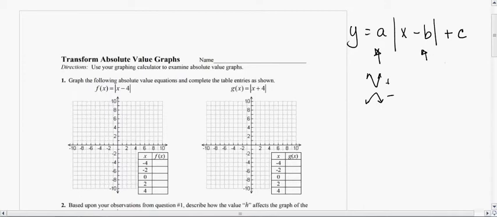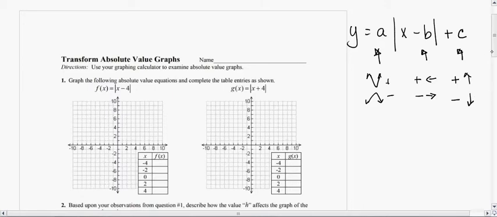The number inside the absolute value bar, the number we're adding or subtracting, the B, will tell us whether we're moving left or right. If it's positive, we're going to move to the left. If it's negative, we're going to move to the right. And the last number, we're calling it C in this case, is the number outside of the absolute value bars, the number outside that you're adding or subtracting. If it's positive, we're going to move it up. And if it's negative, we're going to move the whole absolute value graph down.